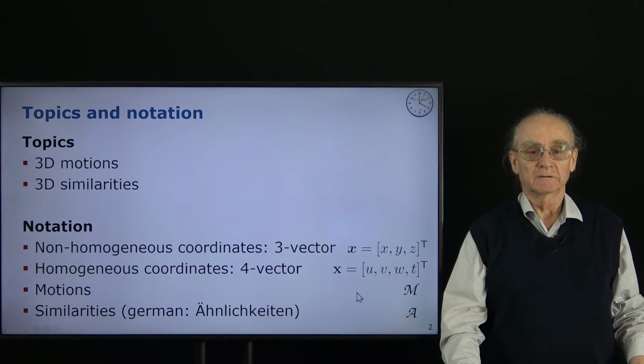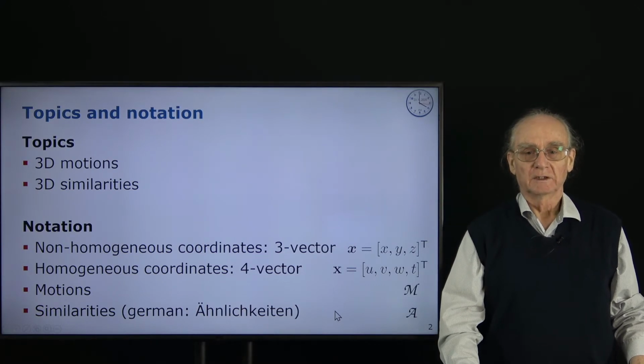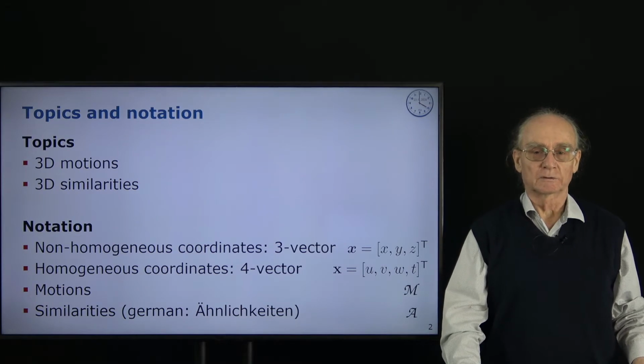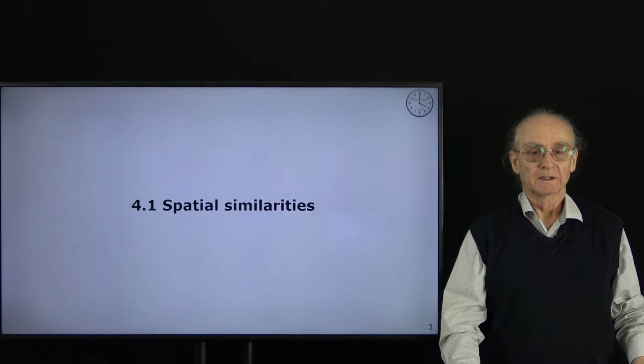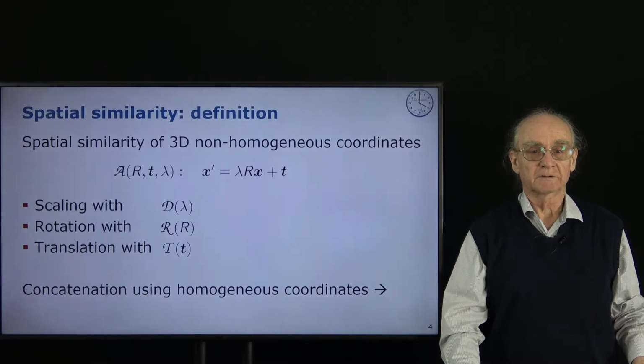We will generally call motions M, and similarities not S because it conflicts with the skew matrix. I use the letter A for Ähnlichkeiten in German. So because we don't have affinities, there is no difficulty in exchanging these two notions. So let's start with the spatial similarities.